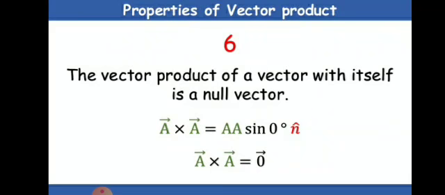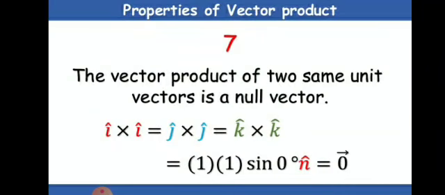The properties of vector product. The vector product of a vector with itself is a null vector. If we are multiplying with the same vector, then you will get the null vector, that is 0 vector. So vector A cross vector A is equal to A into A sin 0. Sin 0 value is 0. Therefore, you will get the value 0.